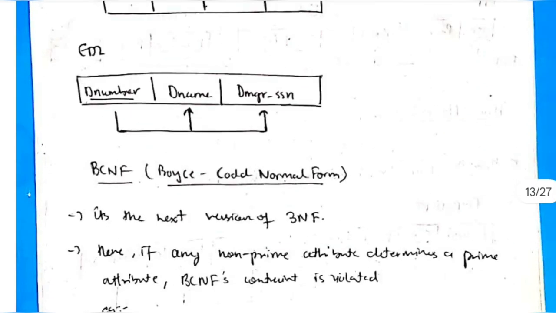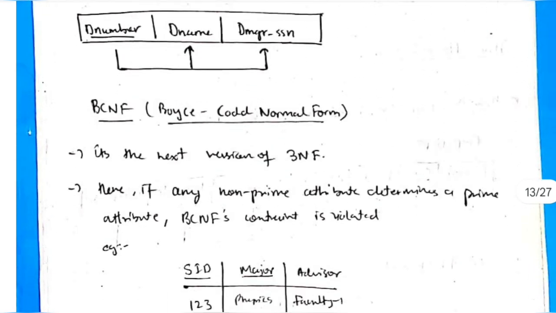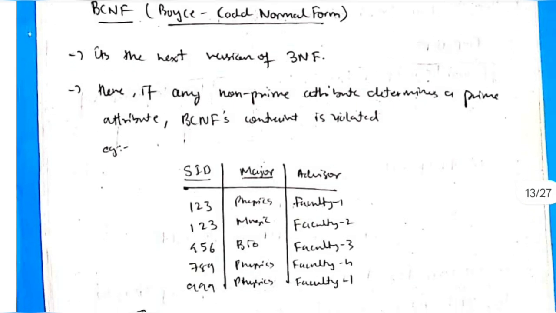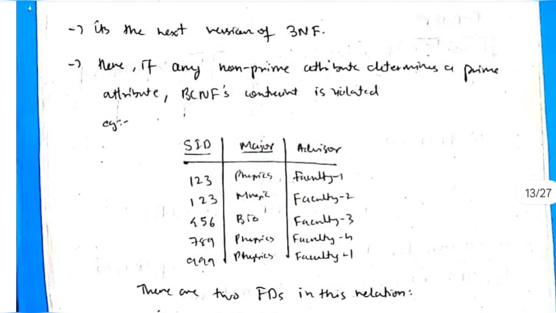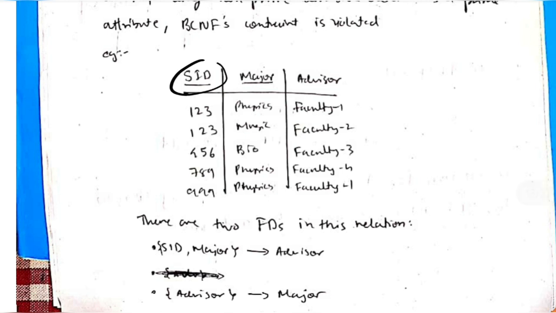Okay, so that is for the 3NF, and inside that we have a subtopic which is Boyce-Codd normal form. It is the next version of 3NF, meaning an updated version of 3NF. If there is any non-prime attribute that determines a prime attribute, BCNF's constraint is violated. What do I mean by that? Suppose SID is here and major is here. These are the prime attributes. If any non-prime attribute is determining the prime attribute, then that will be the violation.